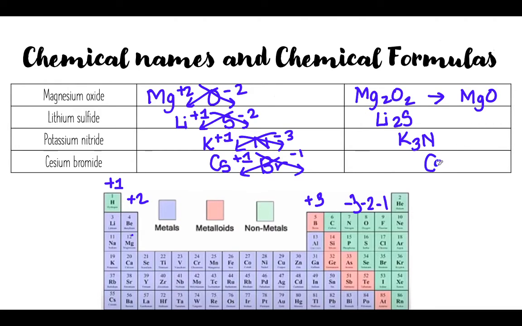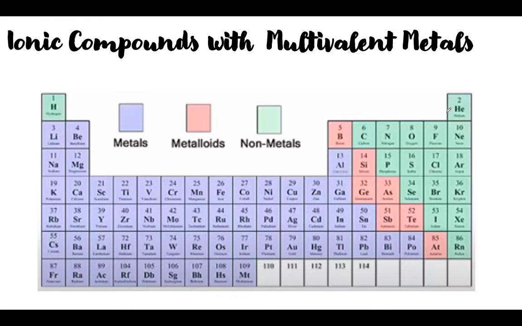So cesium and bromine both have charges of +1 and -1 respectively. So I'm not going to write those numbers out because they're 1, right? And if you notice here, same with sulfur, right? Lithium had a charge of +1. When I brought it over, I didn't write a number 1. So you never write the number 1 when you're writing the subscript.